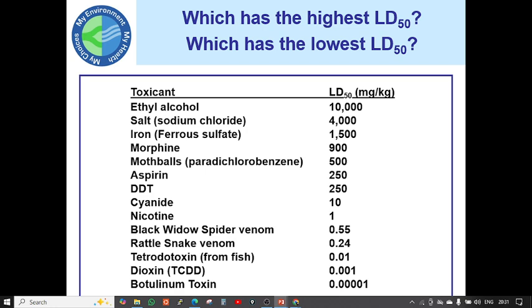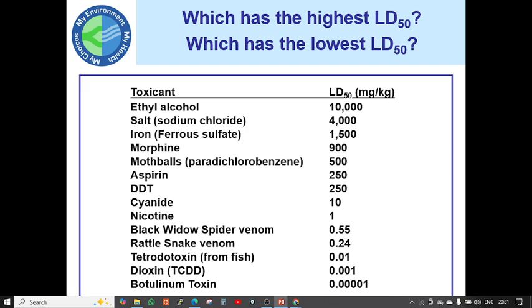If you remember, Dolo 650 means 650 mg per kg, that is the current paracetamol LD50, and aspirin is 250. If you take 250 mg of aspirin, then all your body pain is gone. If you consume more than that, then a toxic effect can occur. Then DDT is also 250.